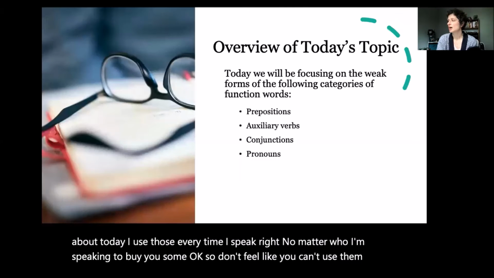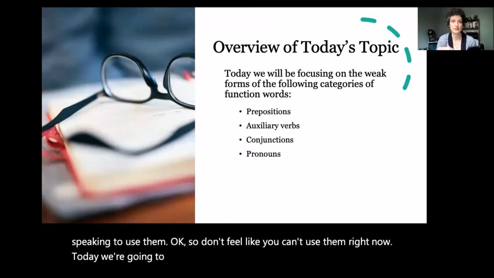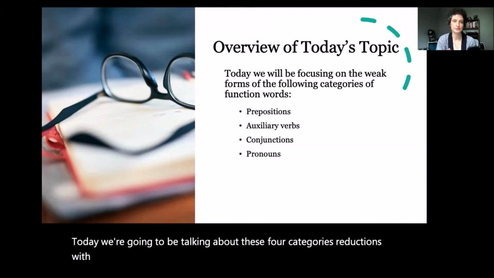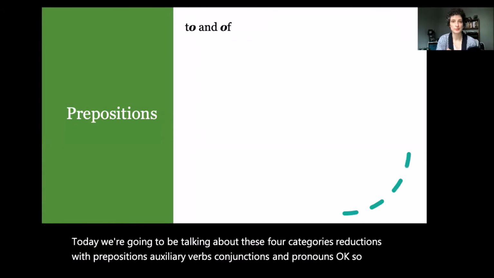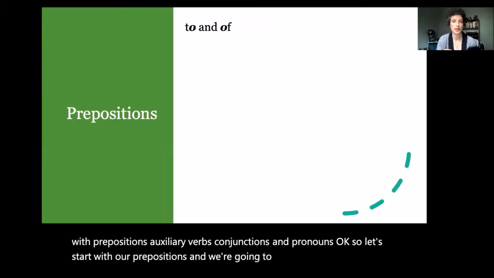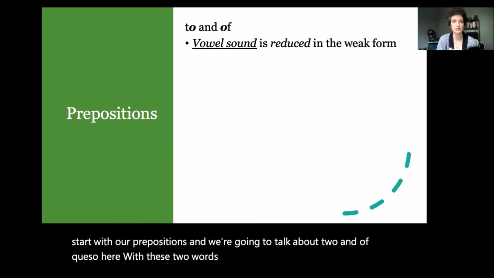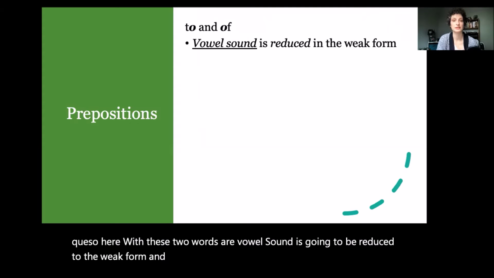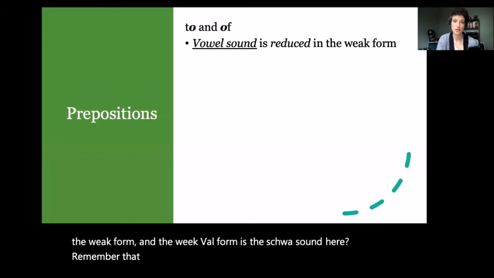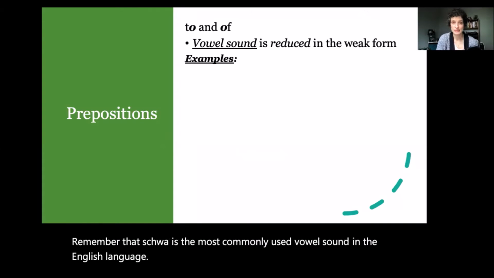Now, today we're going to be talking about these four categories: reductions with prepositions, auxiliary verbs, conjunctions, and pronouns. So let's start with our prepositions, and we're going to talk about to and of. With these two words, our vowel sound is going to be reduced to the weak form, and the weak vowel form is the schwa sound. Remember that schwa is the most commonly used vowel sound in the English language. Let's look at some examples.